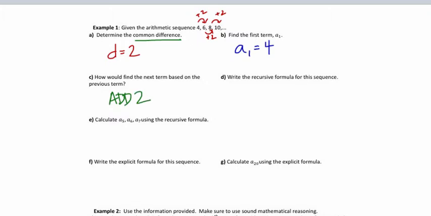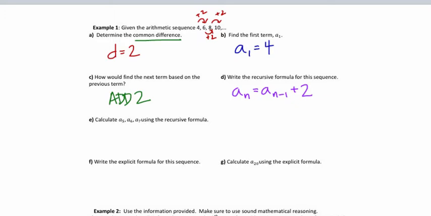Here's the new part. We're going to write the recursive formula for the sequence. It's going to maintain the same structure, so we should start with a sub n. That's going to be equal to the previous term, a sub n minus 1, plus the common difference. And that's it. Using this idea, let's now calculate a sub 5, 6, and 7, so the 5th, 6th, and 7th terms of this arithmetic sequence.